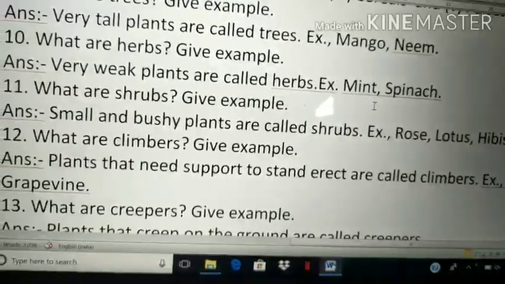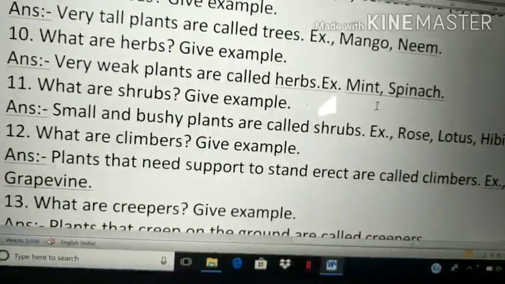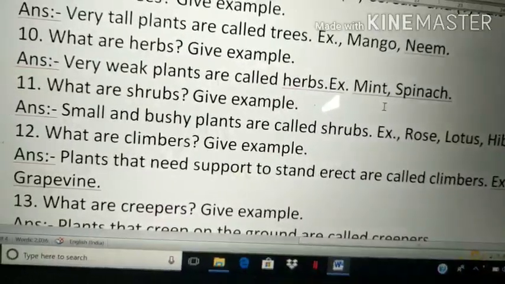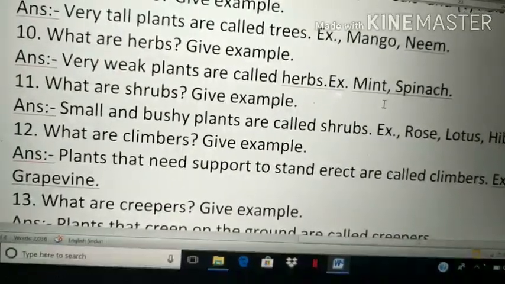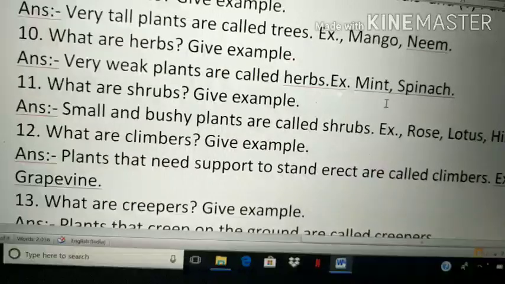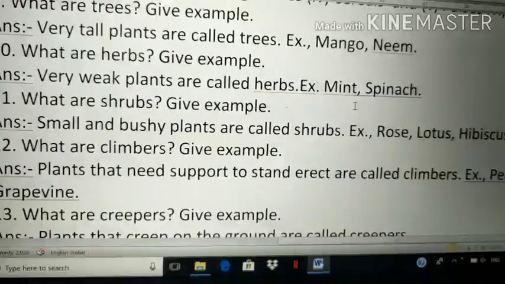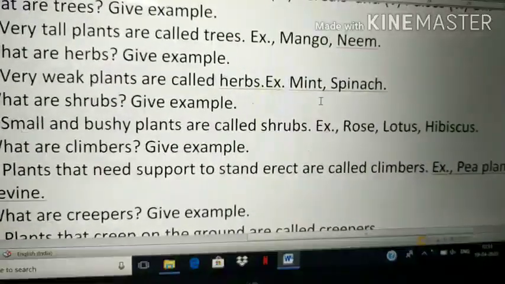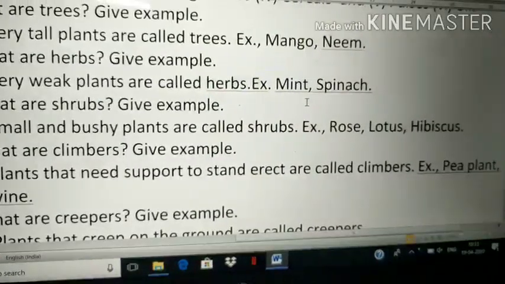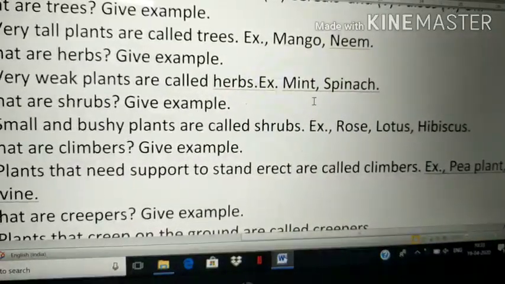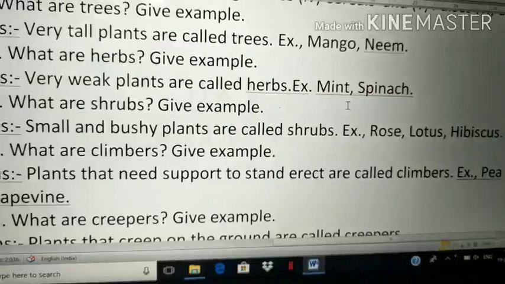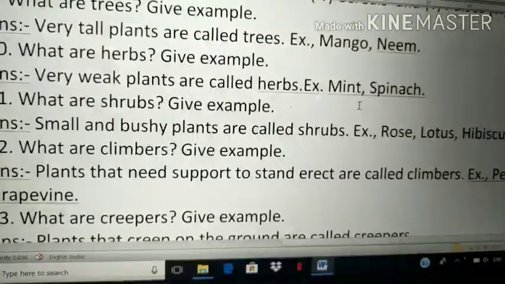What are climbers? Give example. Plants that need support to stand erect are called climbers. For example, pea plant and grapevines.